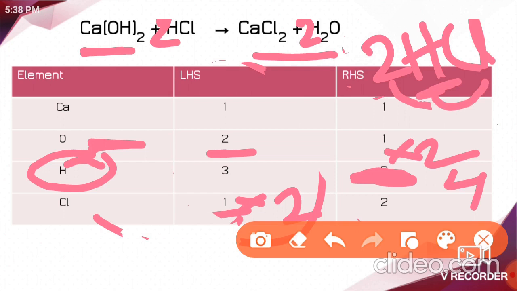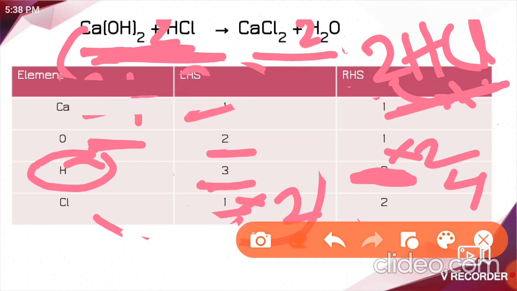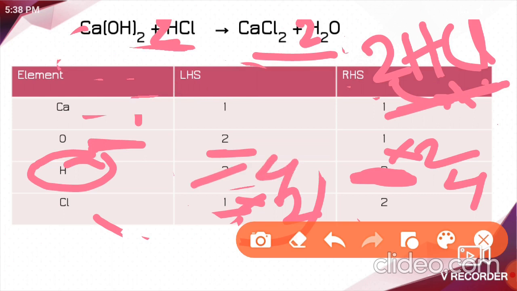The number of hydrogen atoms in the reactant side gets altered. Initially in the reactant side, how many hydrogen atoms were present? 3. But now from this formula there are 2 hydrogen, because the 2 gets multiplied with the hydrogen. Here the subscript is 1, so 2 ones are 2. So in this HCl formula, 2 hydrogen atoms are present. Totally, the number of hydrogen atoms in the reactant side becomes 4. Right? Got it?